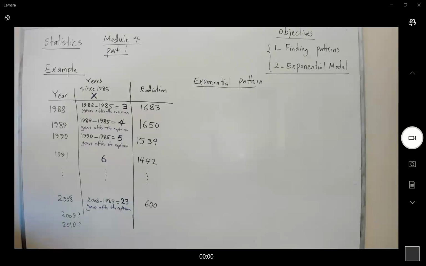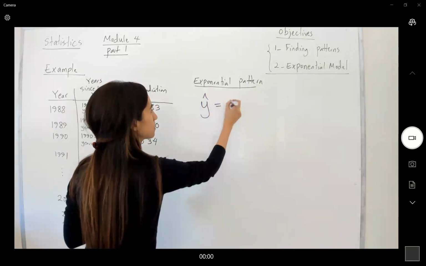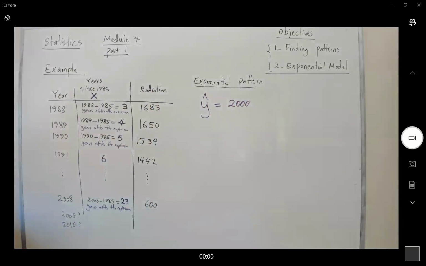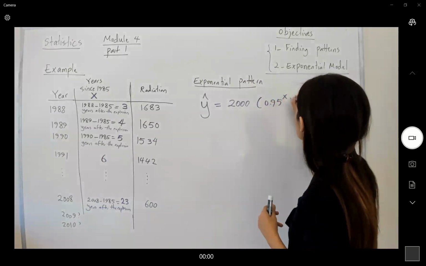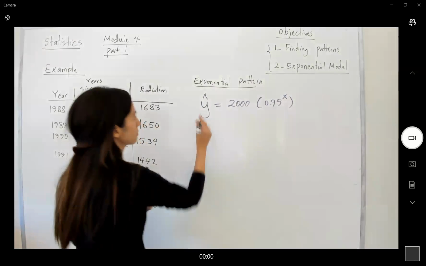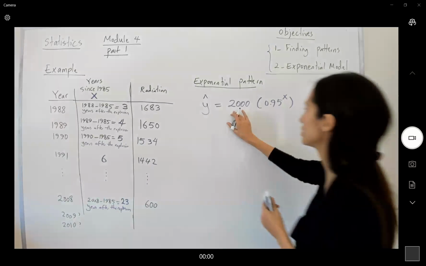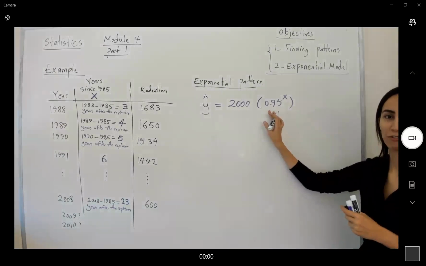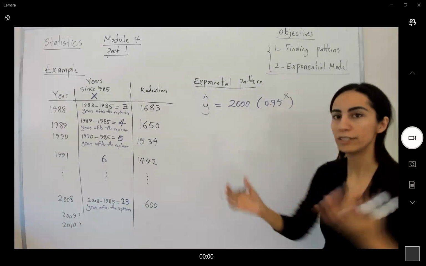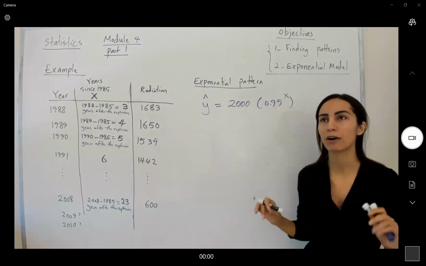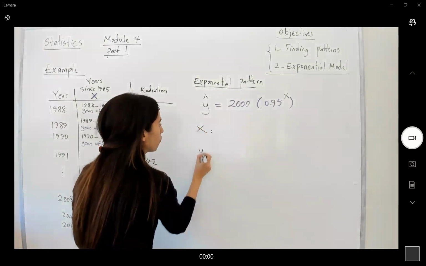This formula is given to us, which is y hat equals 2,000 times 0.95 to the x. So y hat, y value. What is your y hat? 2000 is the initial amount, 0.95 is actually the decay factor raised to x. So when you see a formula, you quickly think about what these variables are representing. What is your x? What would be your y hat?